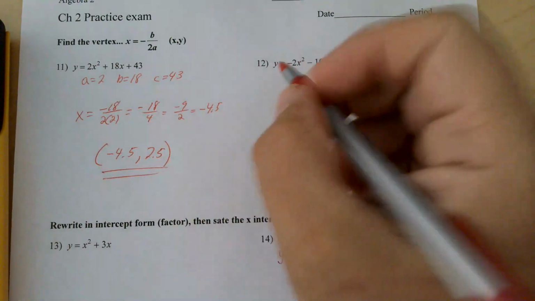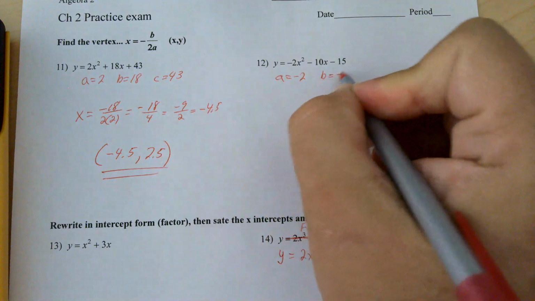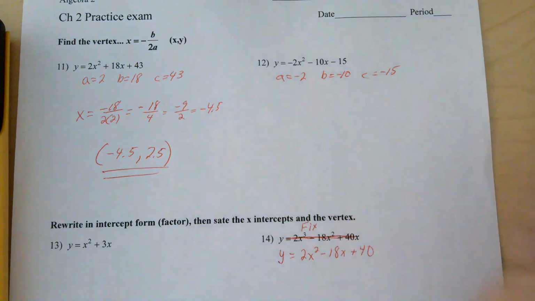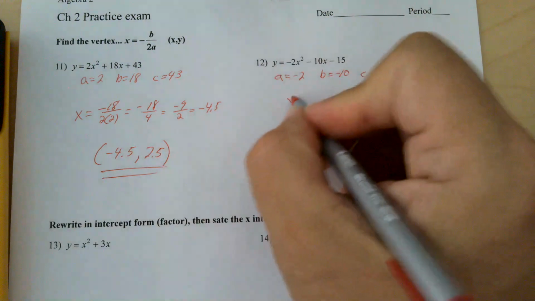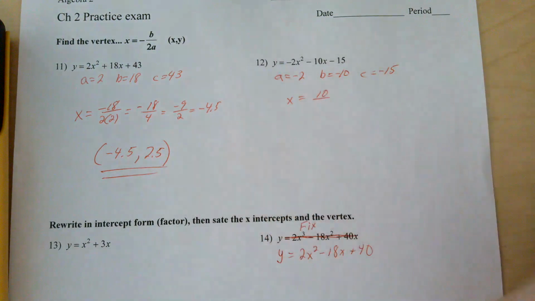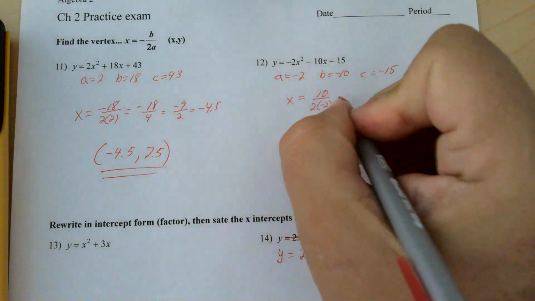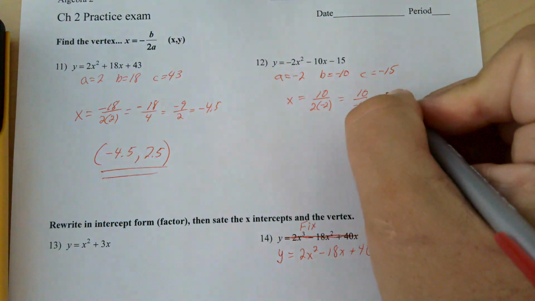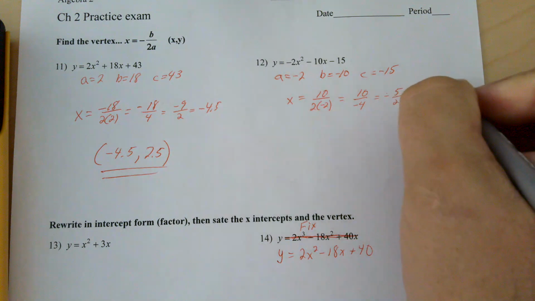Okay, the next problem, standard form. I pick out my A, I pick out my B. Yes, I can pick out C. I really don't need C for this problem other than knowing that that's my y-intercept. But I'm going to take opposite of -10, which is 10. 2 times -2, it's going to be 10 over -4, which is really -5/2, which is -2.5.